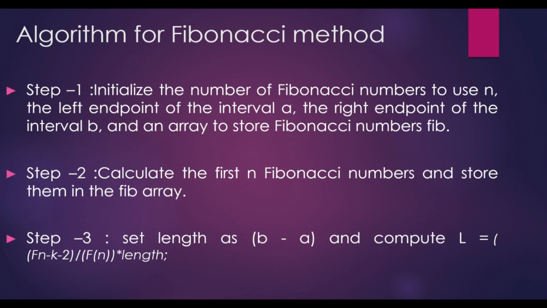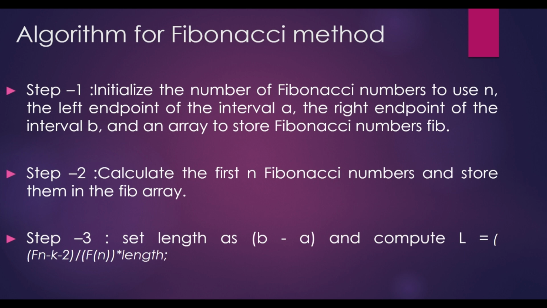Now I will discuss the algorithm and how to solve using the Fibonacci method. Initialize the number of Fibonacci numbers to use, n. The left endpoint is taken as a and the right endpoint of the interval is taken as b. Here we will find the n value by using the formula (1 + 2 epsilon) / F(n+1) is less than or equal to final range by initial range. Here epsilon value should be less than or equal to 0.01.